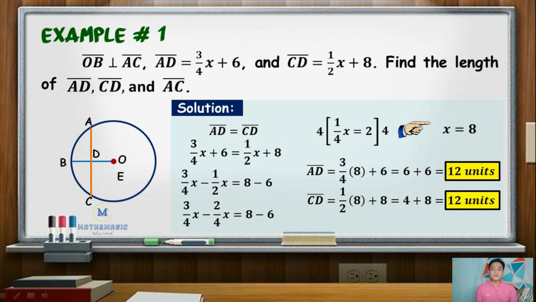Lastly, solving for the length of segment AC, here we will add segment AD and segment CD. Adding 12 and 12, the sum is equal to 24 units.